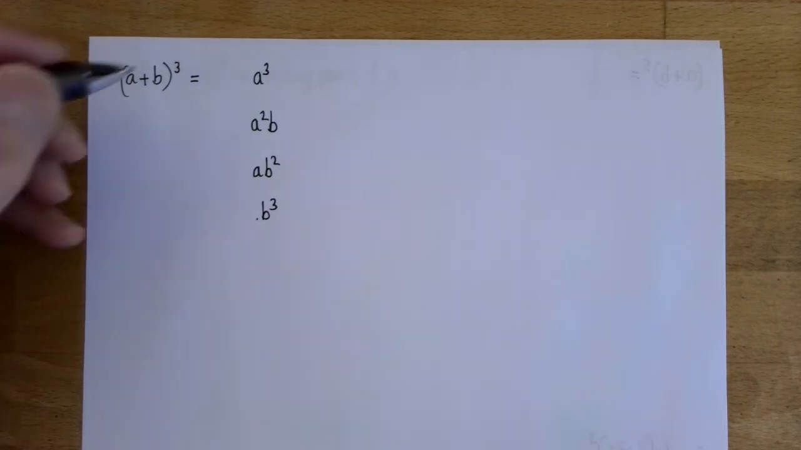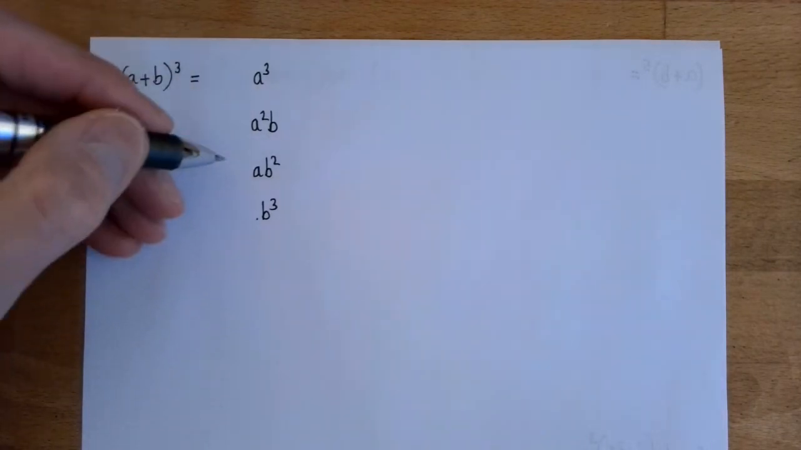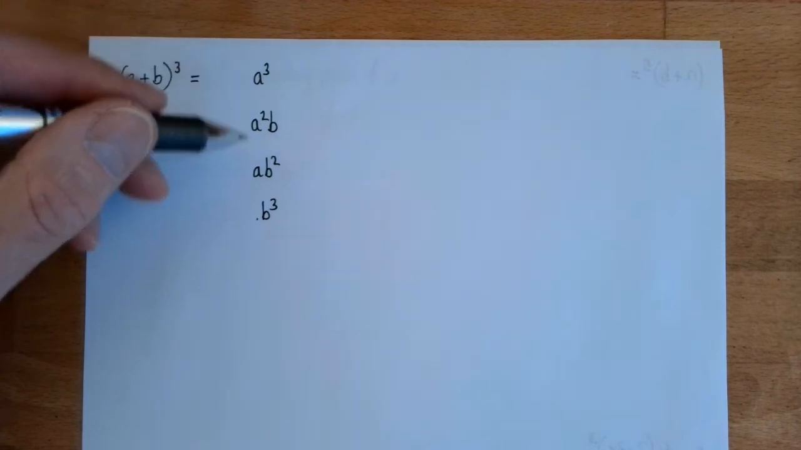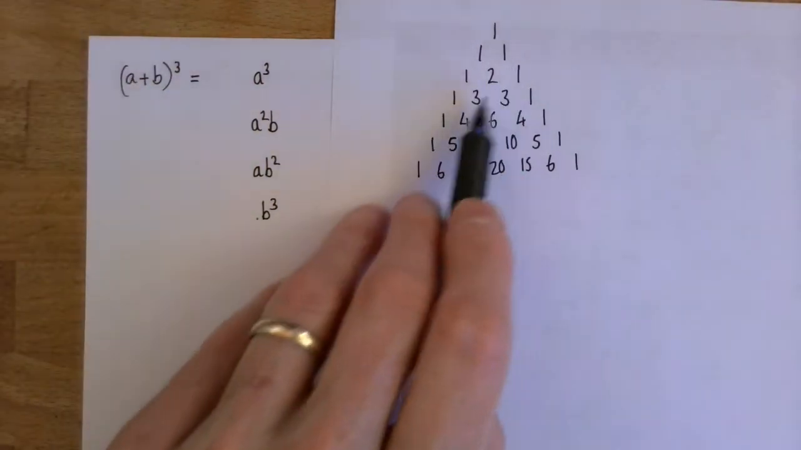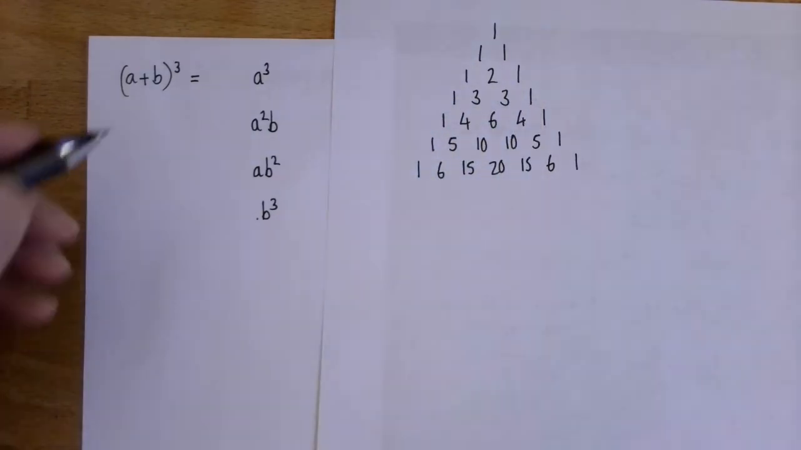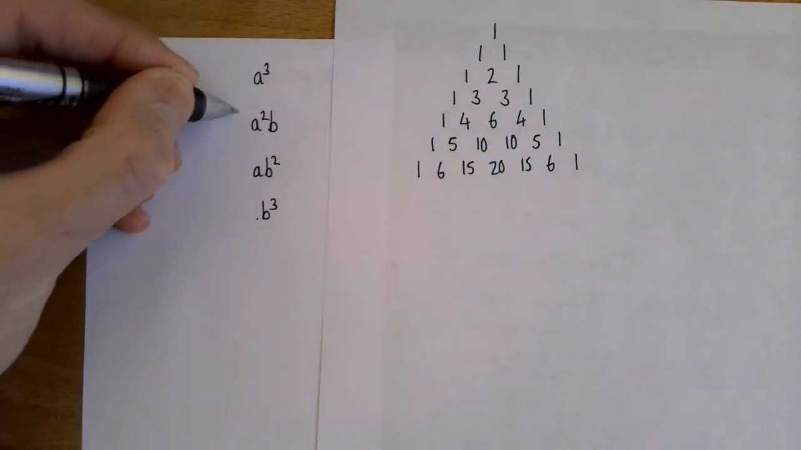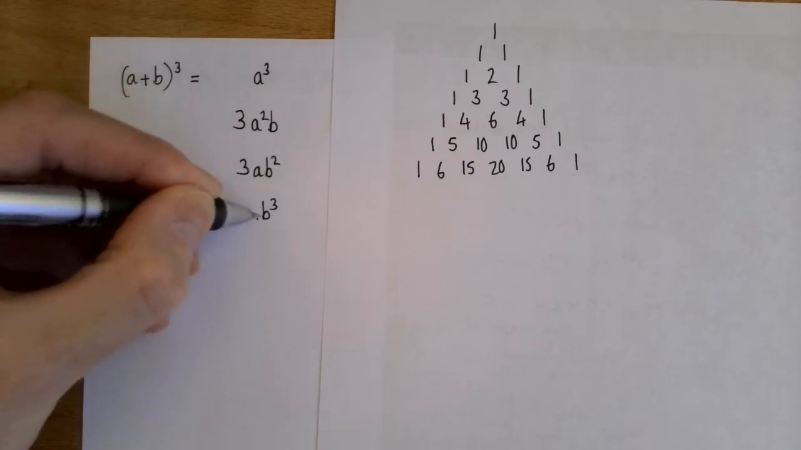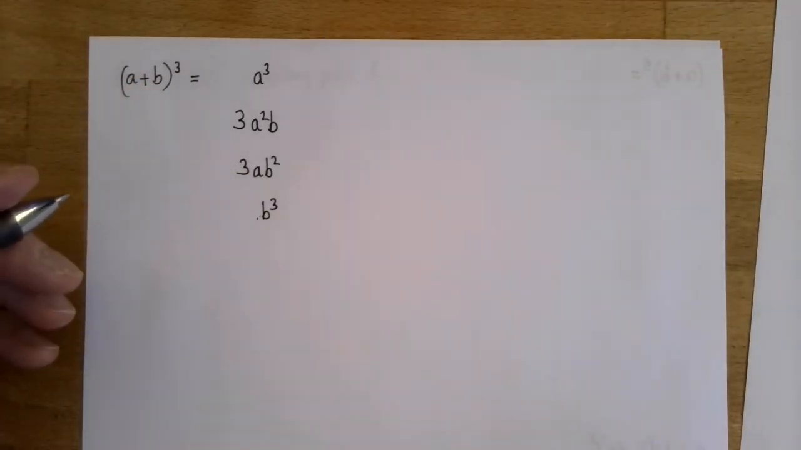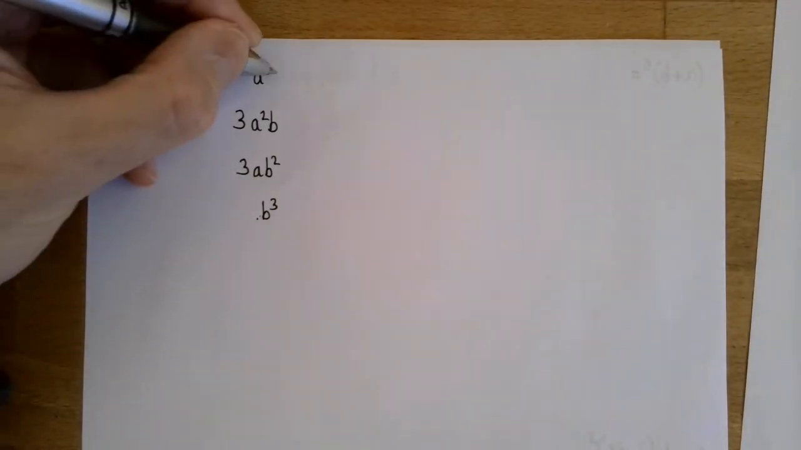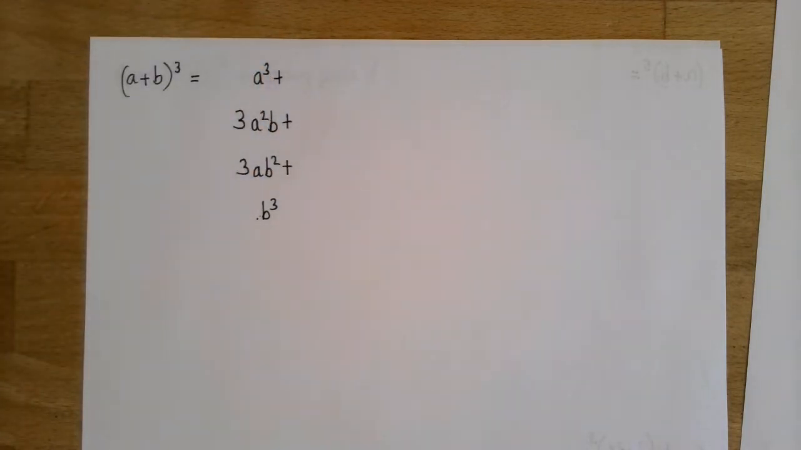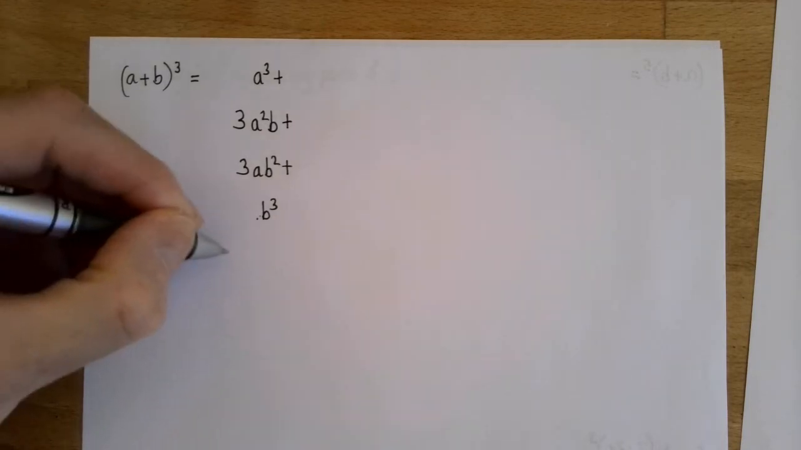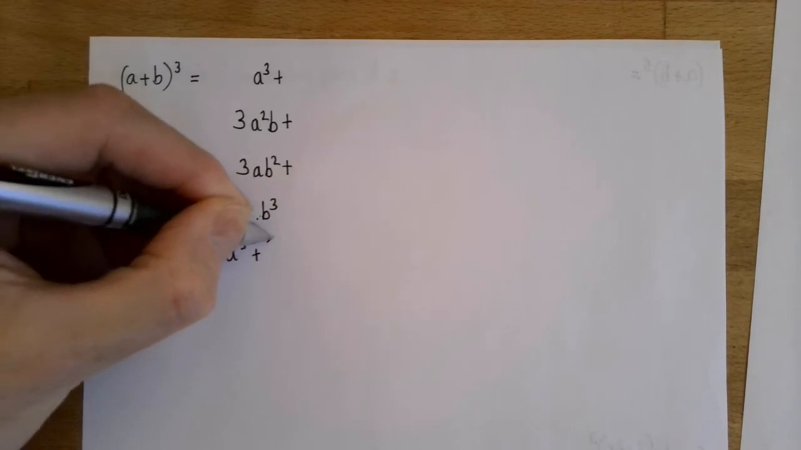And then I know the coefficients, the numbers in front, I get those from Pascal's triangle. I've got 4 terms in this expansion, so I need 4 coefficients. So I just look at the row that's got 4 coefficients in: 1, 3, 3, 1. And then those terms are added together. And, okay, I'm going to write it out in a line now.